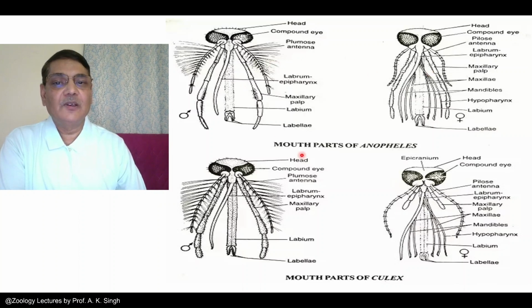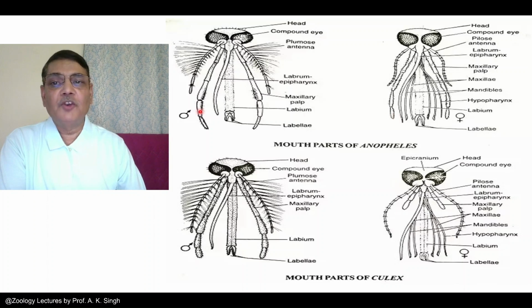Then in case of Culex female, see here, this one is the maxillary palp, it is very small. So if you see the presence of pilose antenna, then it is a female, and if the maxillary palps are very small in size, then it will be the female of Culex, whereas if it is quite long, then it is female of Anopheles.